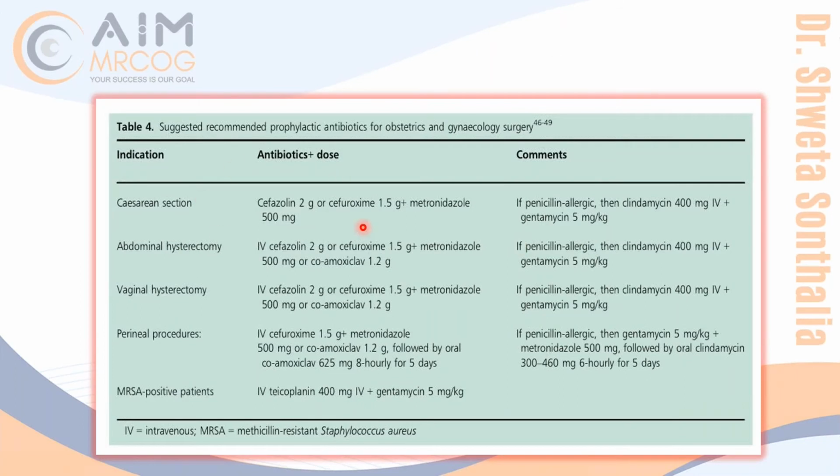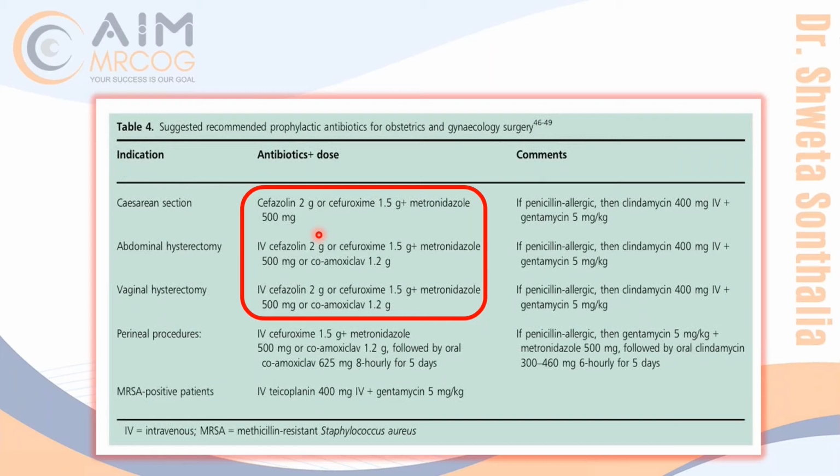Now, this is the table, very, very important. And definitely the question is from this table. In cesarean and hysterectomy both, there is either first or second generation cephalosporin plus metronidazole. Here also same. Only difference is coamoxiclav, because you cannot give coamoxiclav in a patient with CS, as it will lead to necrotizing enterocolitis. So please remember this, because there is no excuse for this. This is the most common question.